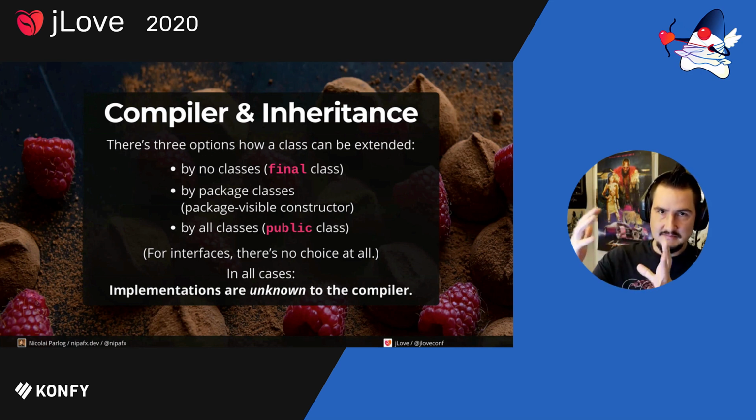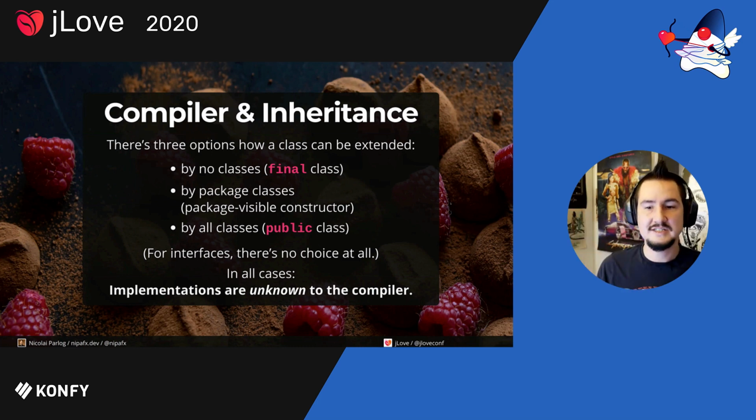That's where we are at that step. And now it makes sense to talk about inheritance and what the compiler understands of inheritance. So what can you do if you have a type or a class? You can say it's final and nobody can extend it or inherit from it. You can say only package visible classes can extend. You can do that by making the constructor package visible, which is basically a little bit of a cheat. Or you can just make my class public, and everybody can extend my class. And for interfaces, there is no choice because they can't be final and they cannot have a package visible constructor.